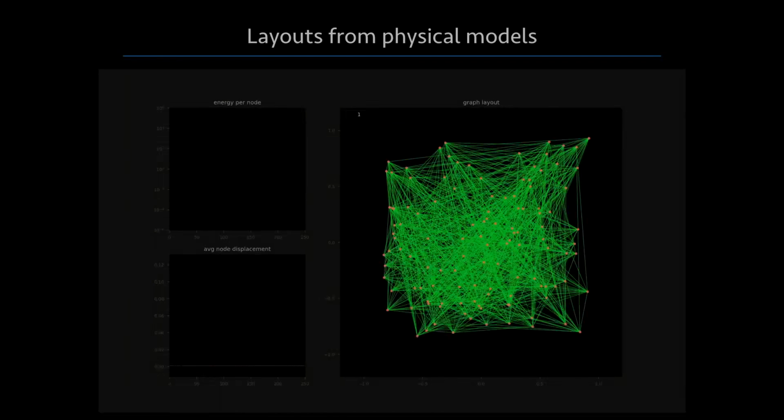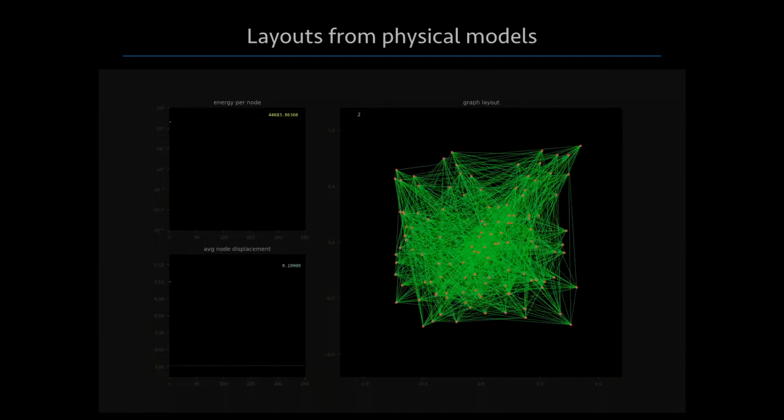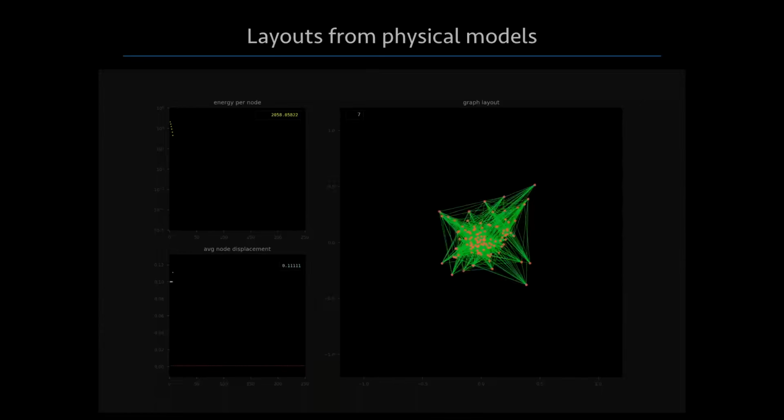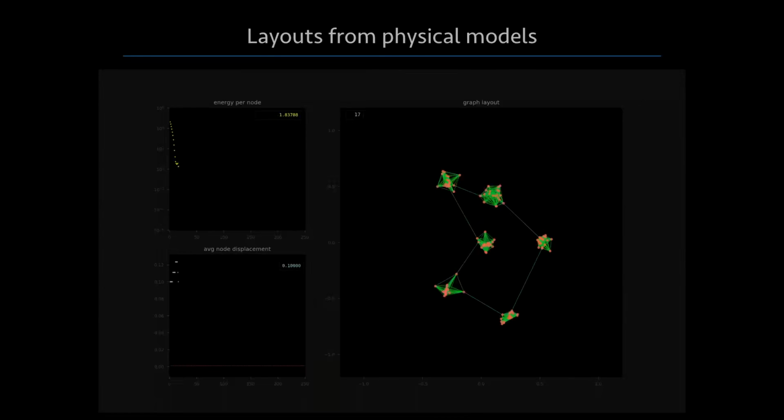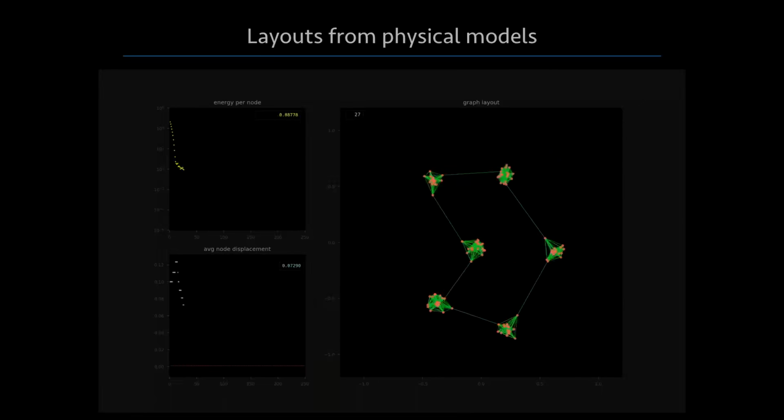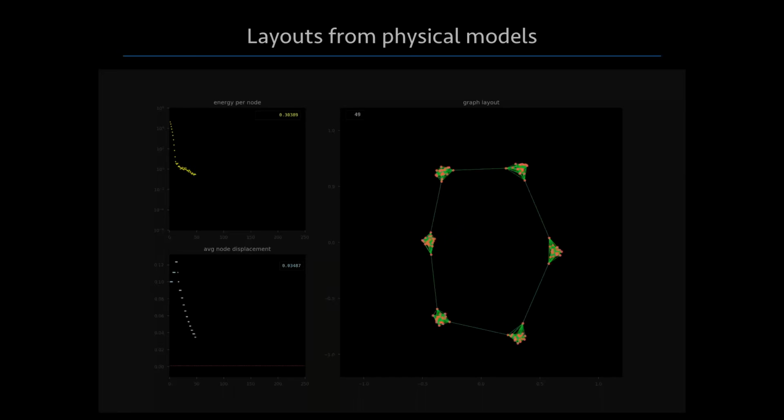Okay. I have one more. These are all different types of graphs. Here's one that has neighborhoods, basically, very connected areas, that everything is connected to everything else inside, but only loosely connected to the rest of the areas of the graph.